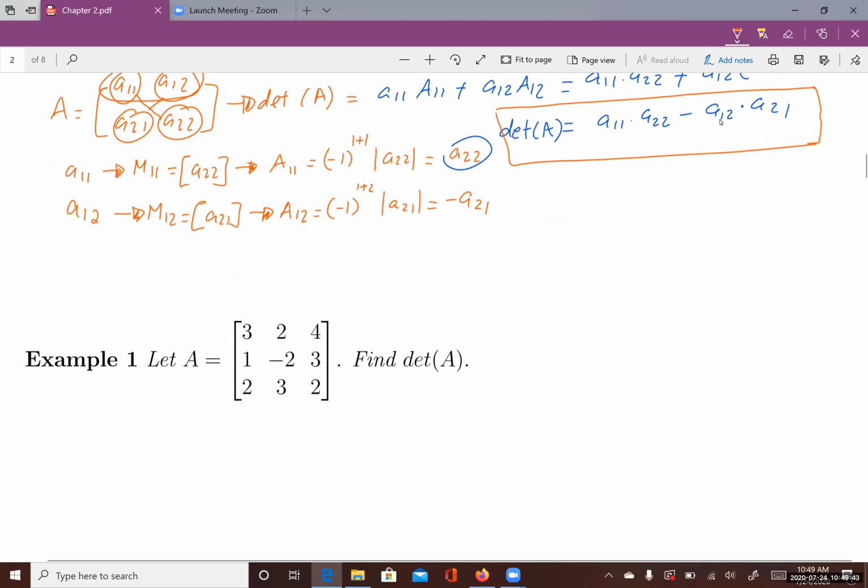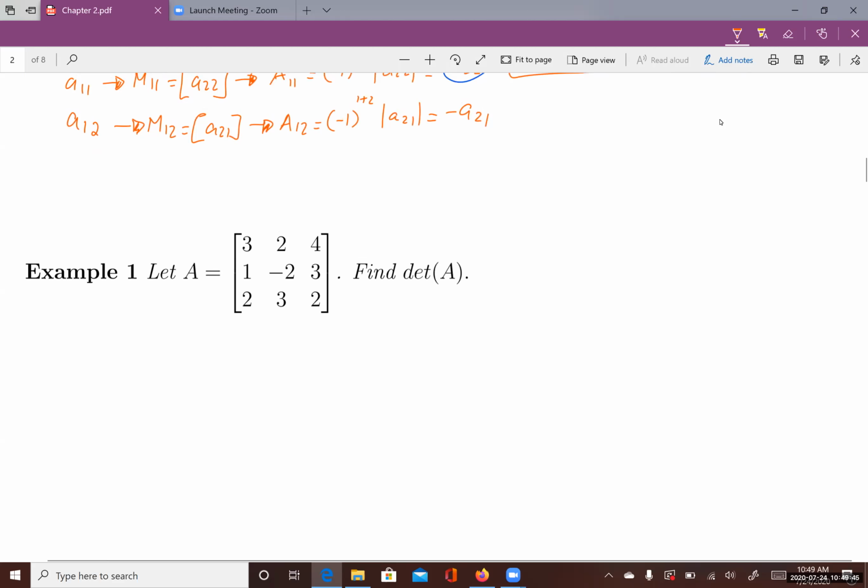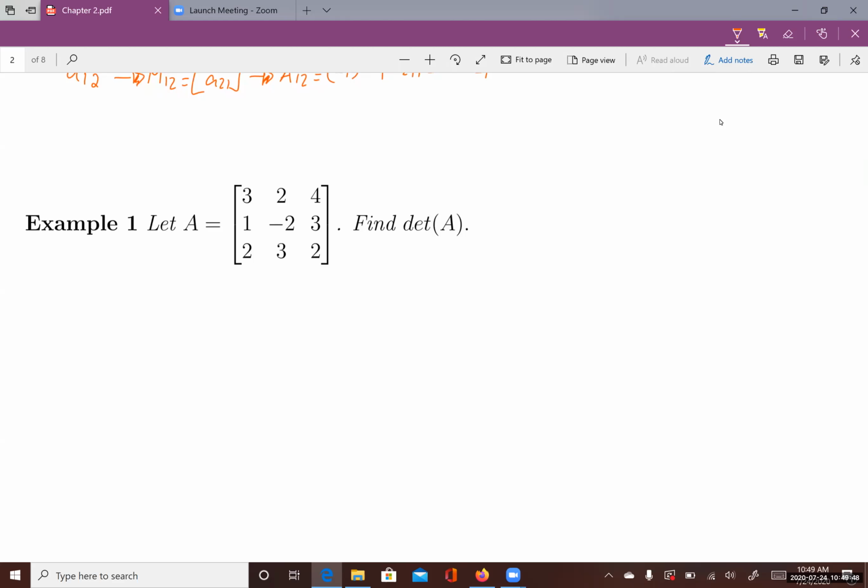Well, now we have a 3 by 3 matrix. Let's try to find the determinant of this matrix. The determinant of A equals, again, you take all the entries of the first row: A11 times cofactor A11 plus A12 times cofactor A12 plus A13 times cofactor A13.